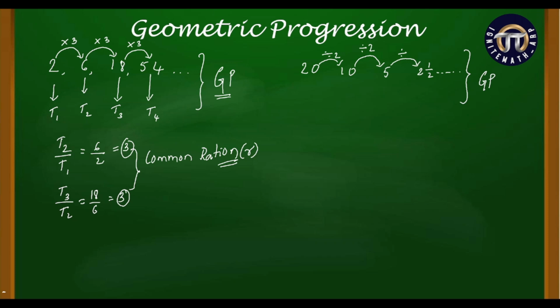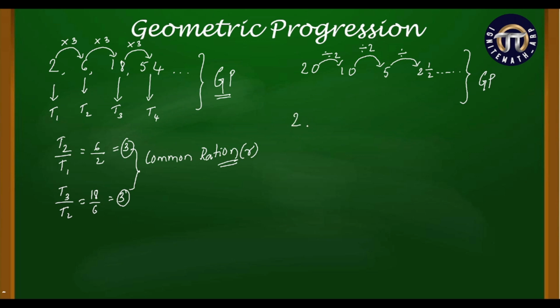So now, how can I find out the 8th term of this GP? How can I find out the 20th term of this GP? How can I find out the 50th term of this GP? I cannot keep on writing like this till 50 terms. So I need a formula to find the nth term of the GP, just like how we found it in the case of AP. So let me derive the formula over here.